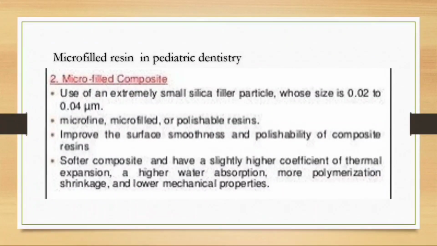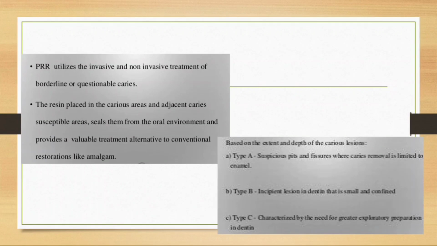And microfilled resins can be used as a composite for small cavities. Preventive resin restoration has three types: type A, type B, type C. It is a restoration. It is completely different from pit and fissure sealant because pit and fissure sealant is a preventive technique. The name preventive resin restoration is a little confusing because we are saying preventive and we are making a restoration. Restoration means we are going to restore something which is already lost. So tooth material is lost, so we are restoring it.